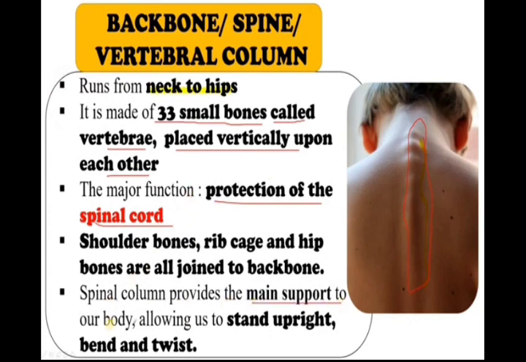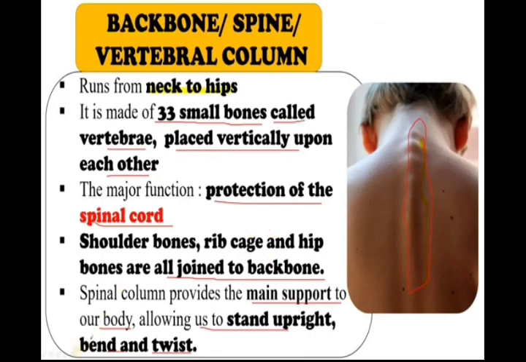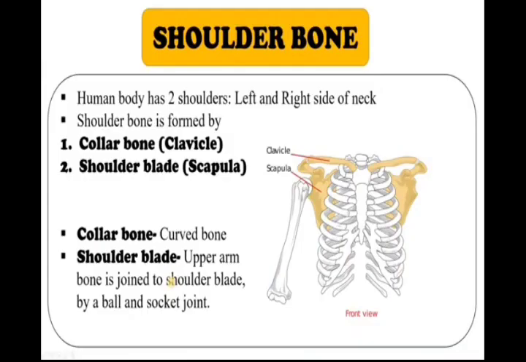The shoulder bone, rib cage, and hip bones are all joined to the backbone. The spinal column provides main support to our body. It allows us to stand upright and bend and twist. If any injury happens to our spinal cord, you cannot stand straight. You can see here the ribs, the collarbone, and the hip bones, which are connected to the vertebral column.